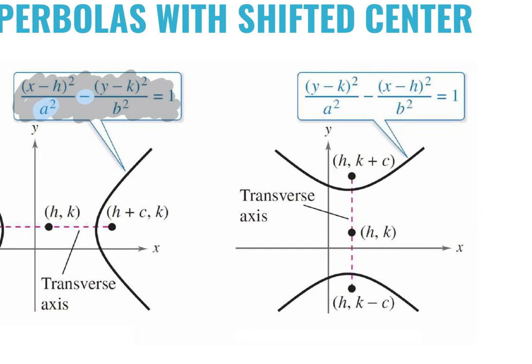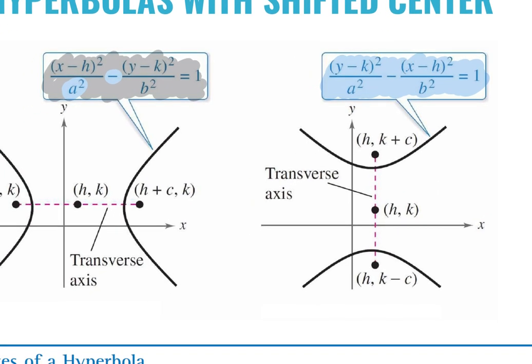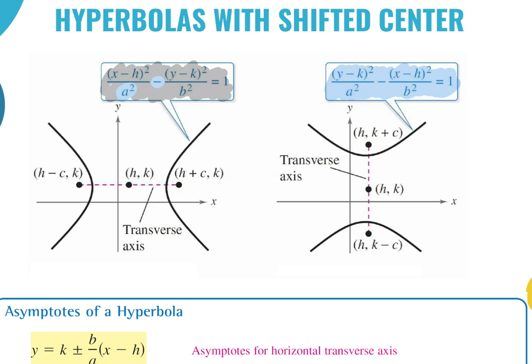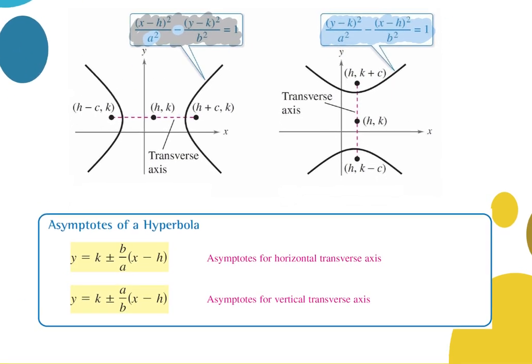If the first term is y, then it is a vertical hyperbola, and it's y minus k squared over a squared minus x minus h squared over b squared equals 1. Both of them have to equal 1. The minus has to be in between them, and the x always goes with the h, and the k always goes with the y. So we did this a lot last week, but obviously now we're reversing it. We did a lot of graphing last week.